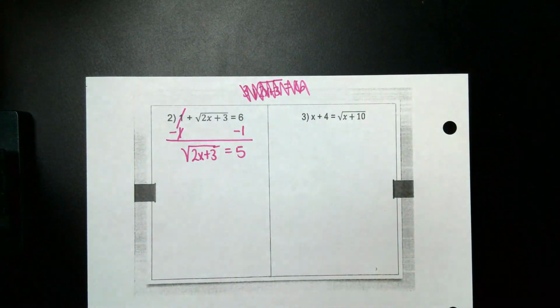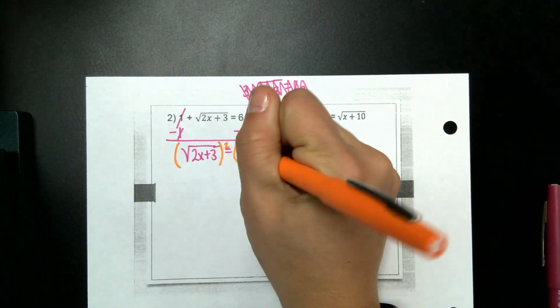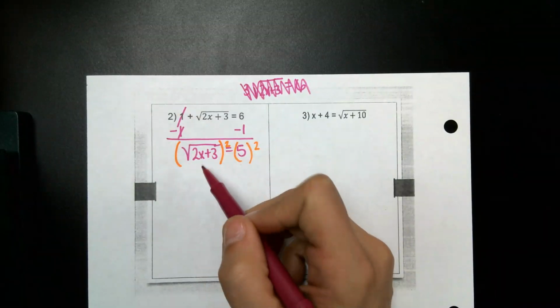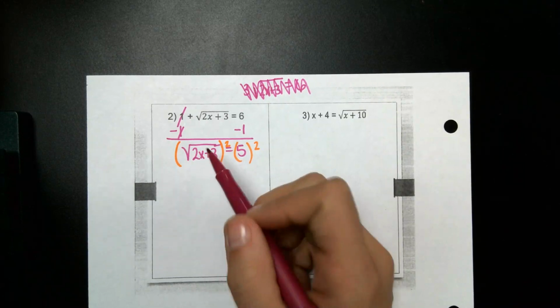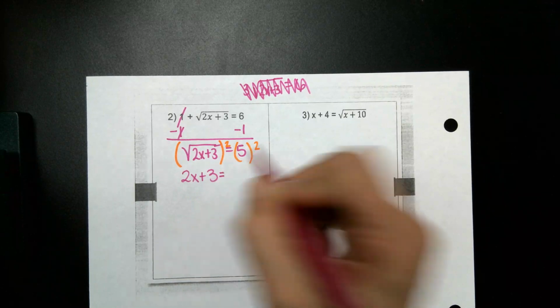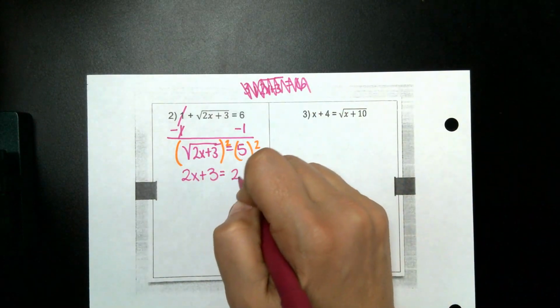Okay, the radical's still there. So now that the radical's isolated, what do we do? So we square both sides. And like I mentioned before, squaring a square root only cancels out the symbol. The 2x plus 3 stays exactly the same. And then what is 5 squared? 25.